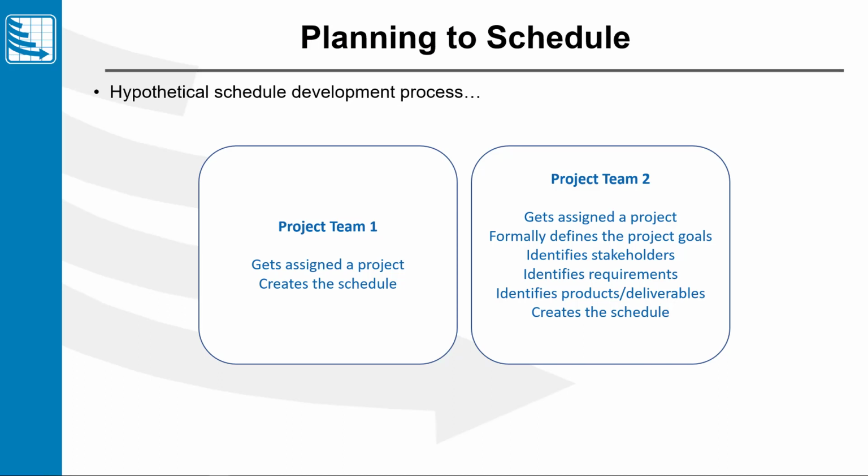So both teams got assigned the exact same project. Both teams had completely different styles of managing the project. But I would challenge that Project Team 2, when they start executing the project and they get to that finish, are going to have a greater likelihood of success, a greater likelihood that the project deliverables meet the requirements, and ultimately the project is just going to flow a lot better. They're not going to have as many issues as Project Team 1.